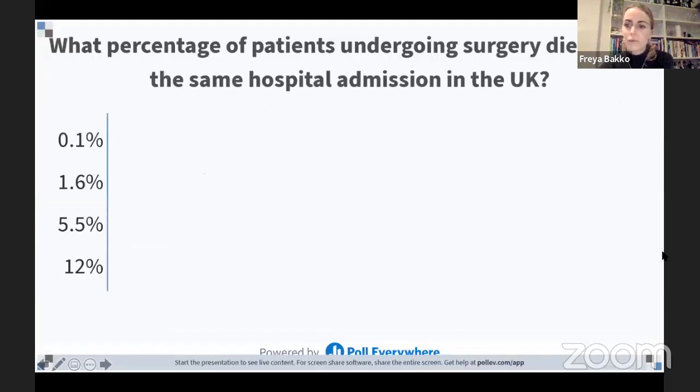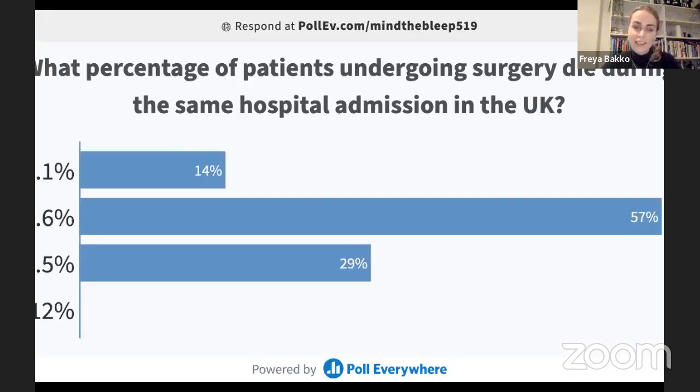So it's a bit of a morbid question, but it's just to alert you to the fact that the death rate during surgery is what I would say is fairly high. The correct answer here is 1.6, which is what most people have answered. And obviously this number is a lot higher in low-income countries, but 1.6 is still unacceptably high.